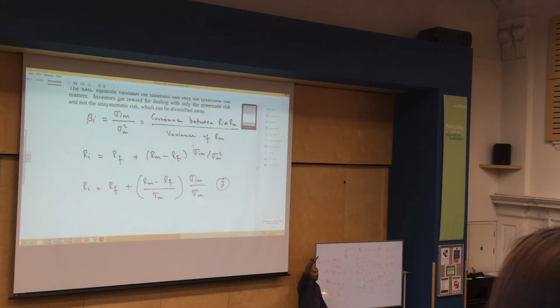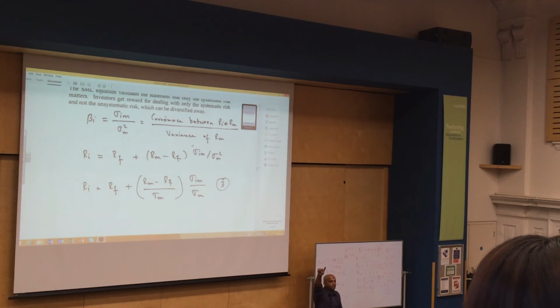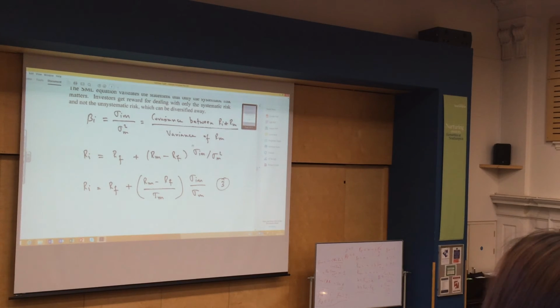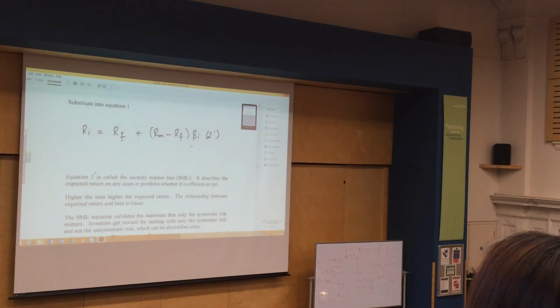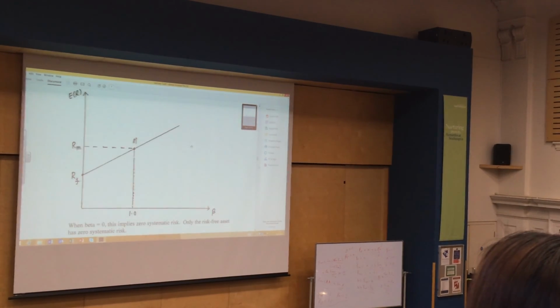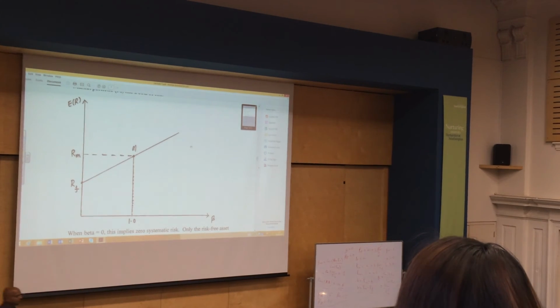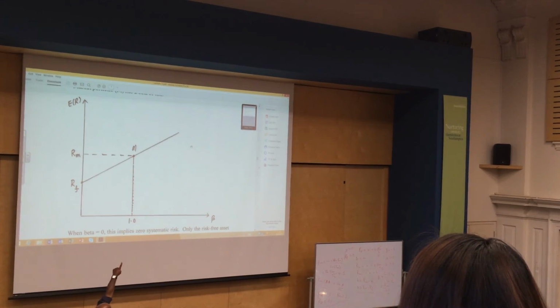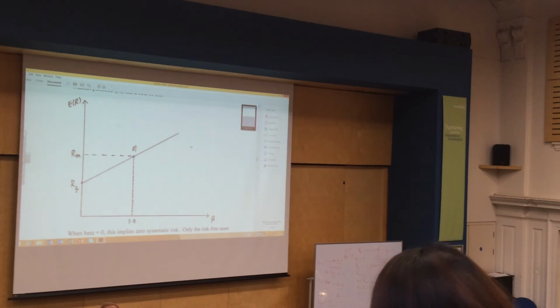A is above the security market line that we drew earlier on, and B is below. On this line, A is above M and B is below. Okay?